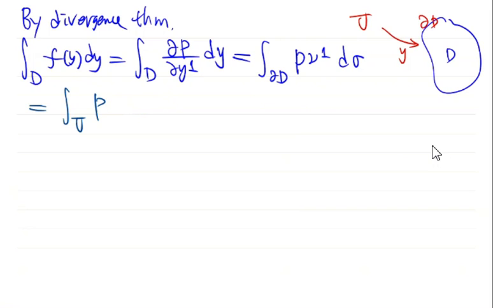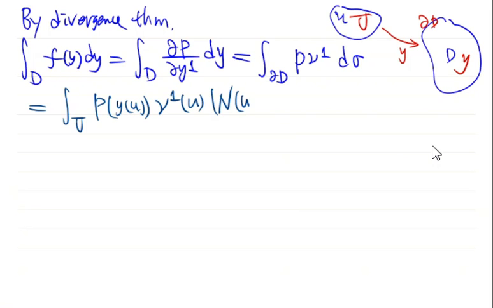P is a function of y, but the variable in D is y, while the variable in U is small u. So to express the surface integral as an (n-1)-dimensional integral over u, we need to express y in terms of u. So the integral should be p(y(u)) times nu_1(u), then nu du. Nu is the normal vector on the boundary of u given by the parametrization y. Now this term we already computed using the Cauchy-Binet formula.